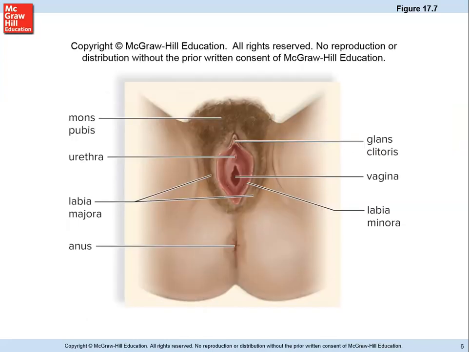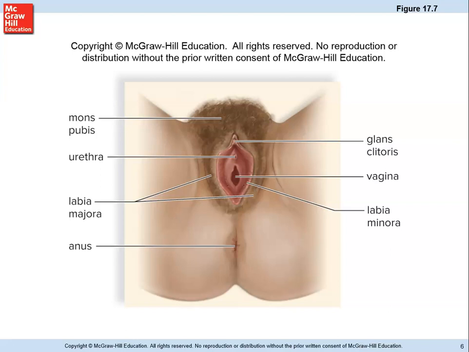If we look at the external anatomy, so all this stuff so far has been internal anatomy. A great deal of the male was visible externally, but in the female there's not much of the reproductive system that's visible externally. The clitoris, the female version of the penis, is visible externally.